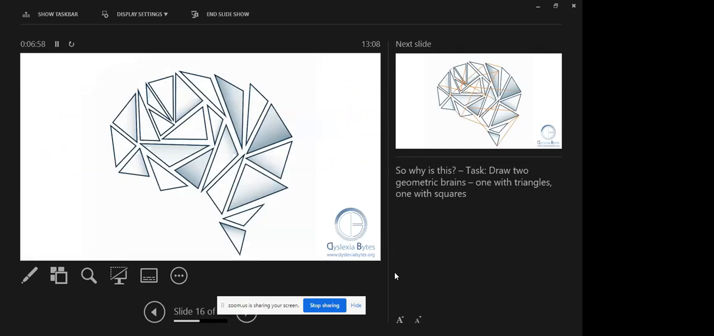Now, what I'd like you to do, if you have a paper and pencil, I'd like you to do something. If you don't have a paper and pencil, use your material reasoning skills and imagine this. I'd like you to draw two brains. One brain, like the one on the screen at the moment, is made up entirely of triangles. The other brain will be made up entirely of squares. I'm going to give you 20 to 30 seconds to do this, so don't spend a lot of time. Thank you. Go.